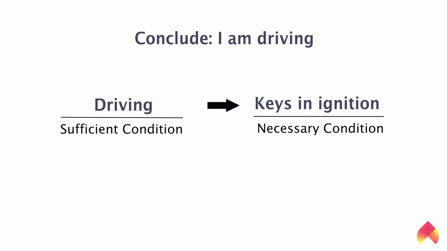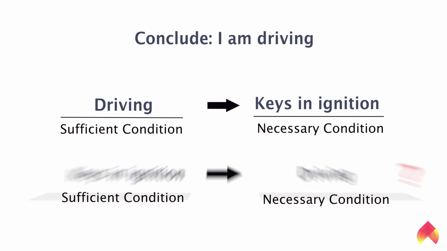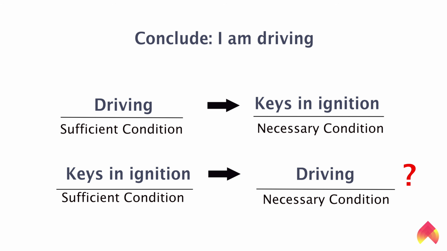For example, let's say that we want to conclude that I'm driving. Something necessary for that to be true is that the keys are in my ignition. Okay? The keys in this case would be our necessary condition. Why? Well, look at it in reverse. Does having the keys in my car's ignition guarantee that I'm driving? No, I could just be sitting in a parking lot somewhere with the car on.